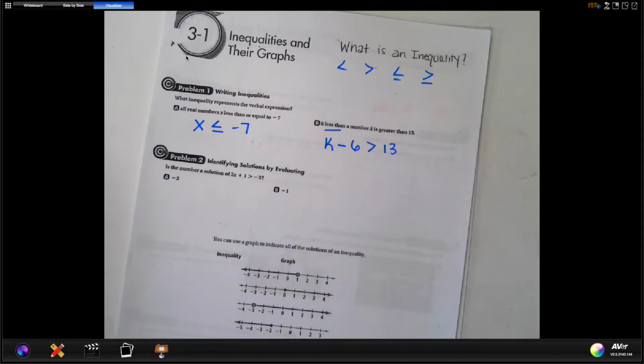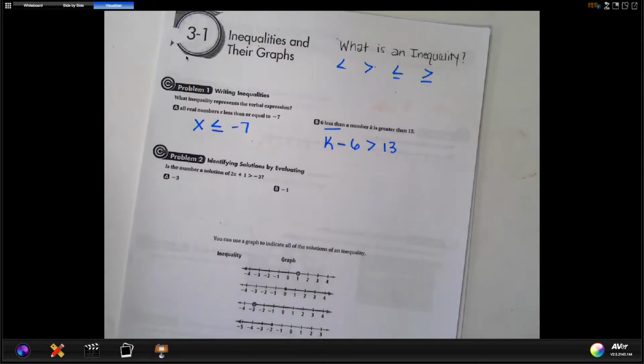So we're going to end up solving these using what we know about solving equations. It's very similar. Not in this lesson, but we'll solve them later. So that's writing them, which is pretty straightforward. And then the next thing in this lesson is identifying solutions. Basically, they're going to give you a number and you're going to put it in there and see if it works.